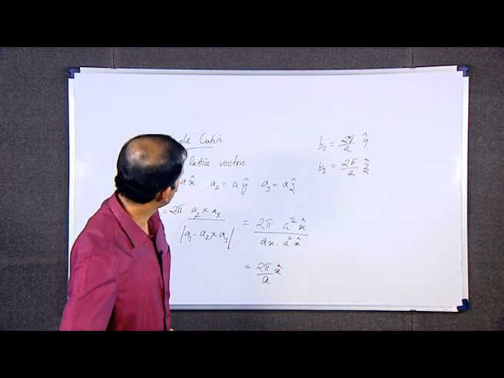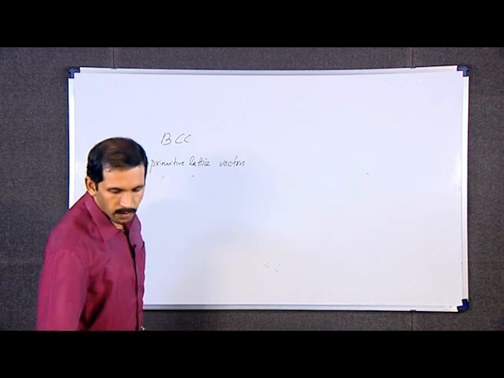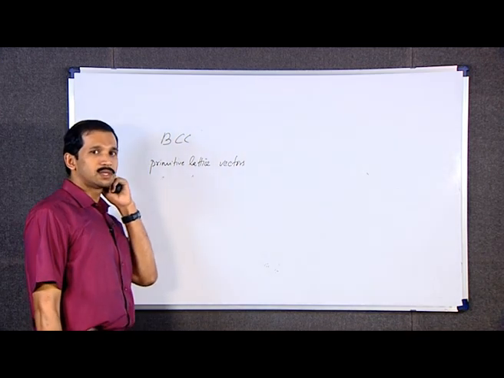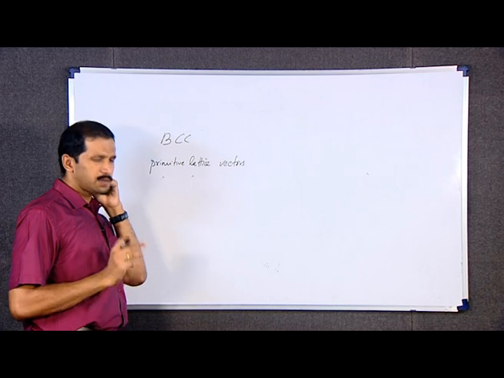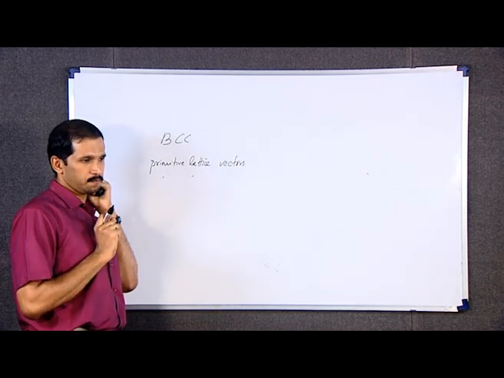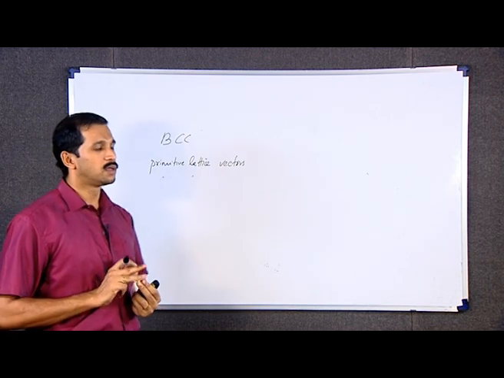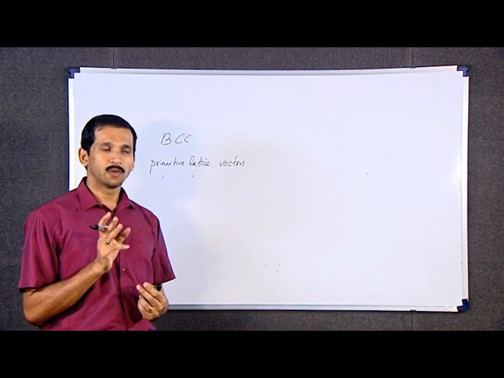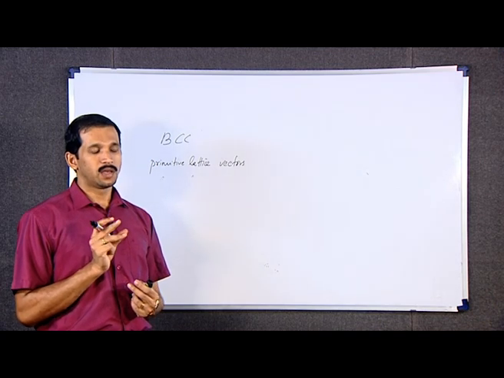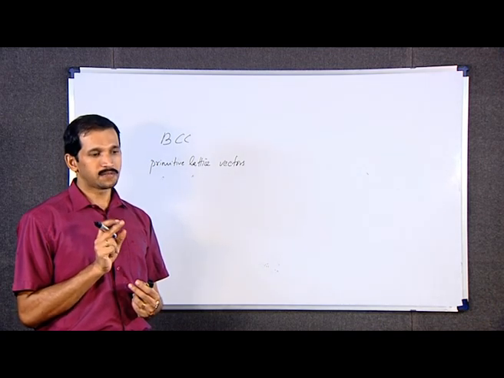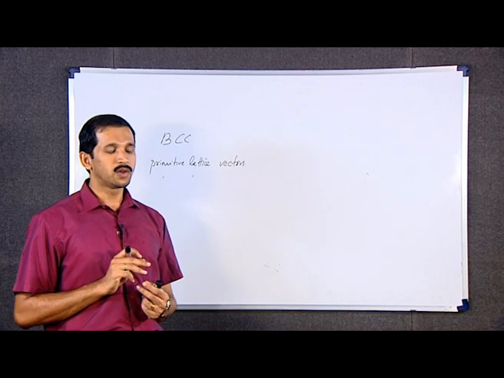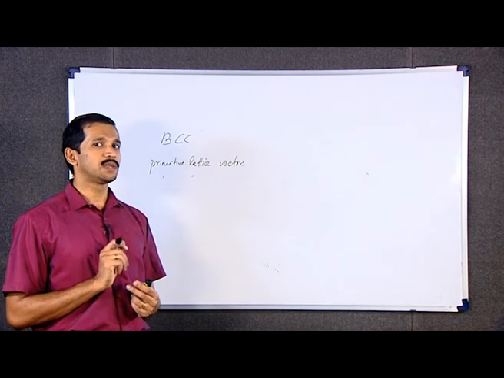Now, let us try to evaluate the primitive lattice vectors for a BCC lattice. I need to provide you with two important clues in that regard. We all know what BCC and FCC mean. But when we learned about the lattice vectors of BCC and FCC and defined them, we were not necessarily discussing the primitive lattices.